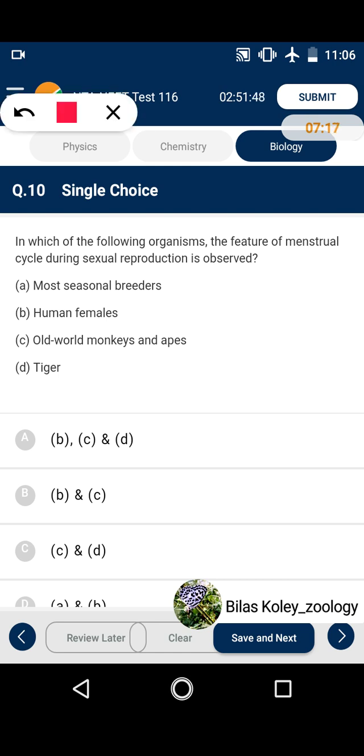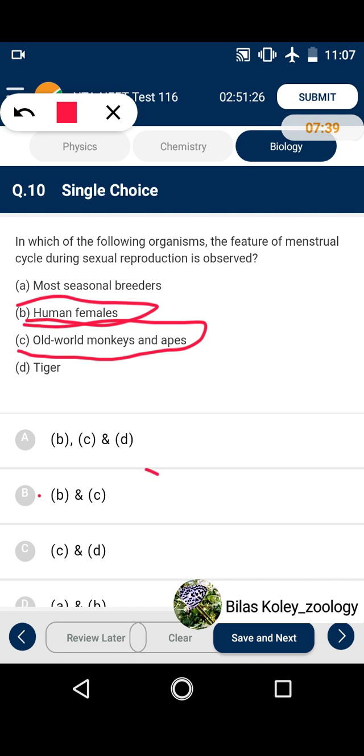option B, human females, and C, old world monkeys and apes. Now these two options are present in option B. So the right option will be option B.